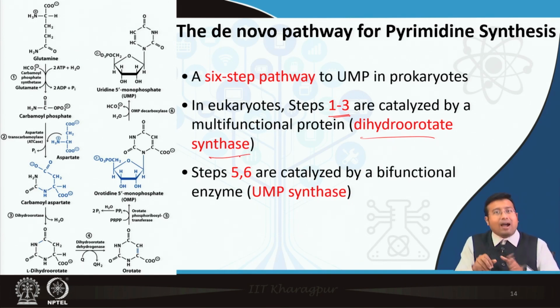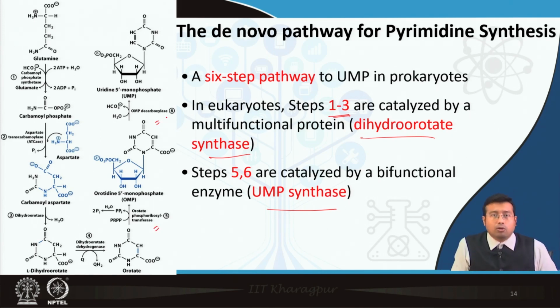And steps 5 and 6 are catalyzed by a bifunctional enzyme, UMP synthetase. So there is no separate phosphoribosyl transferase and decarboxylase. Steps 5 and 6 are again clubbed together in the case of eukaryotes. So there are mainly 2 enzymes in eukaryotes which play the role of 6 steps, okay. The 4th enzyme is there, okay. So in eukaryotes there are a total of 3 enzymes.